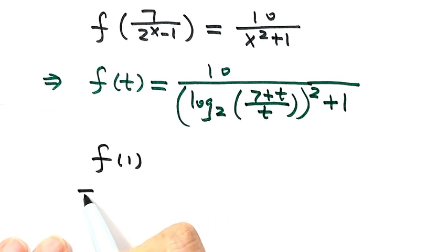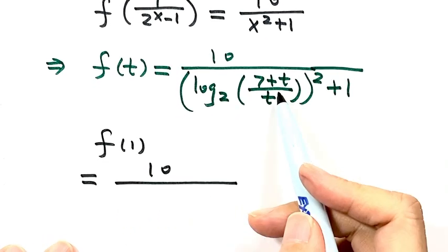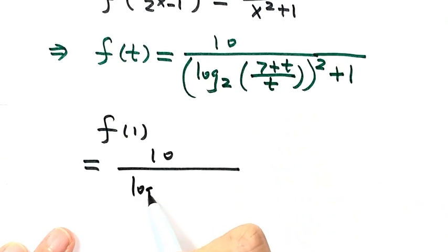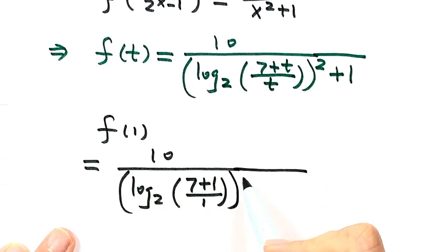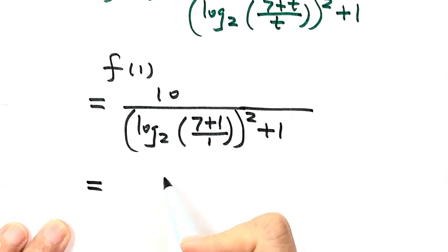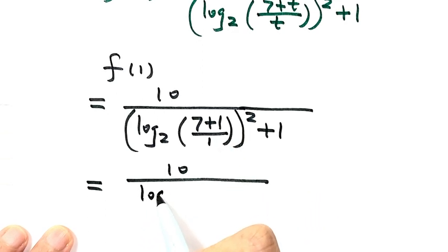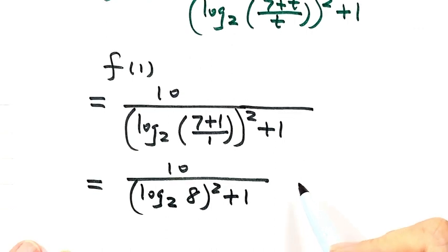Then f of 1 just equals, then here top is 10, then the bottom here is 1 for the t here and the t here. So then here log base 2, so here is 7 plus 1 divided by 1, the whole thing squared plus 1. Then simplify the denominator. So this one 7 plus 1 over 1, just log base 2 of 8, then squared, then plus 1.